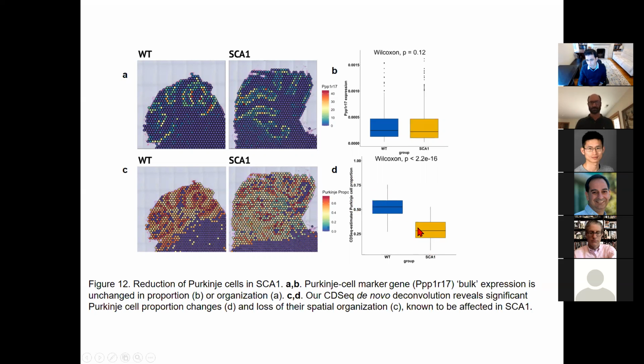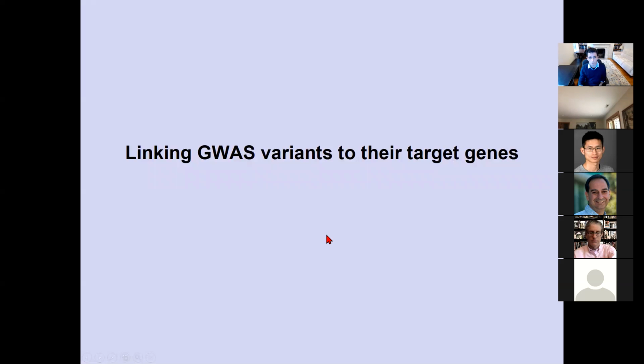You see this dramatic reduction, which is simply not visible if you use marker genes. So deconvolution is really adding information that is simply not visible if you just try to do marker gene-based expression, and also the spatial organization seems to be quite dramatically altered for those deconvolved cells. The last topic that I wanted to touch upon is how to link.